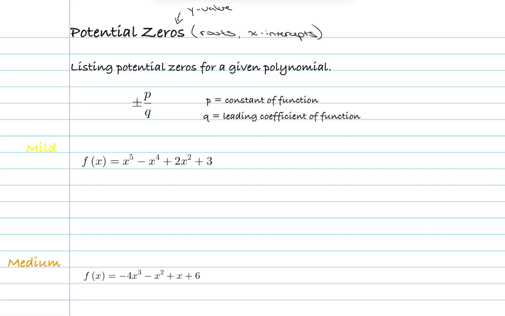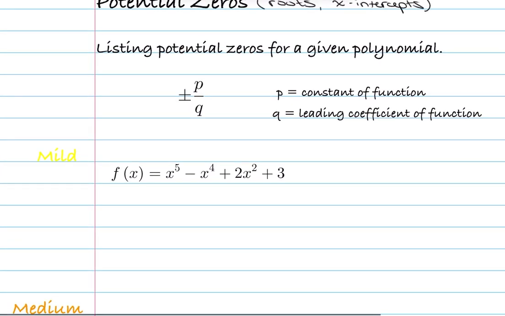All right, but what we're going to do is narrow down our guessing. We're going to take a polynomial and list potential zeros. In order to do that, what we need is a p and a q. Okay, p is always going to be the constant of the function. It's going to be that number without a variable.